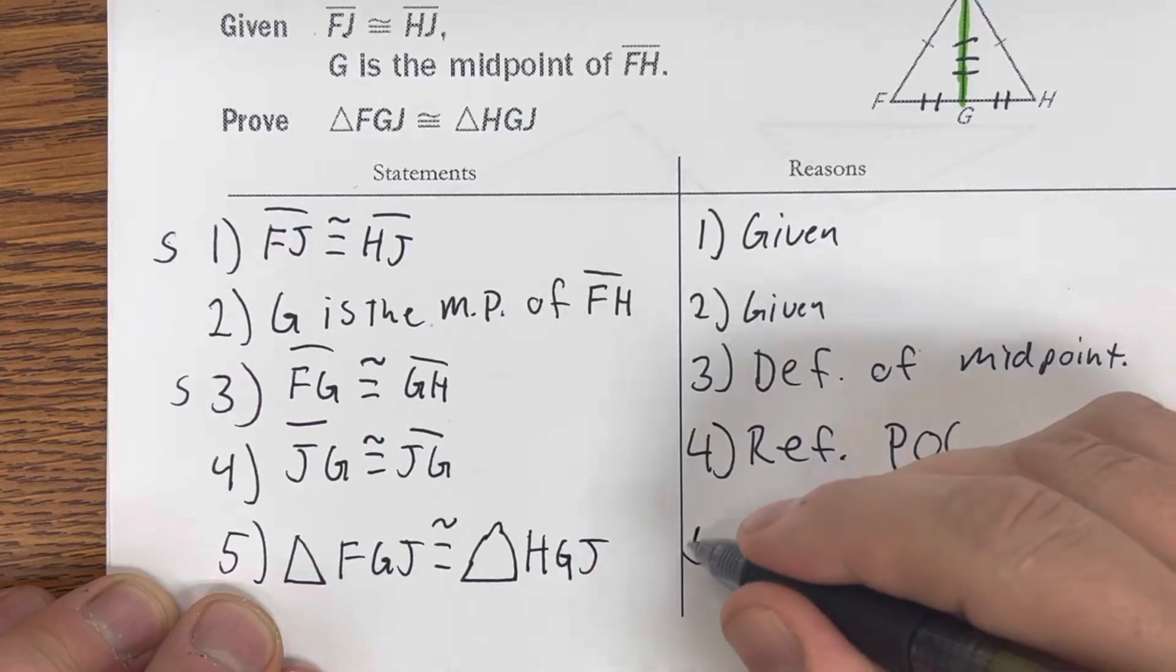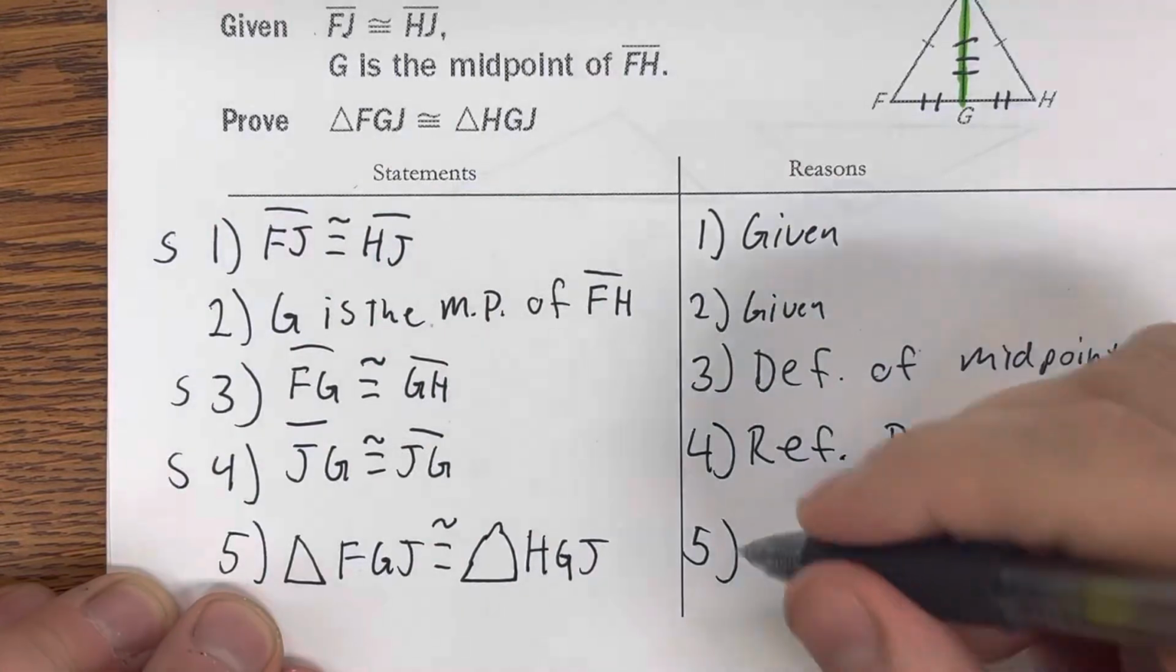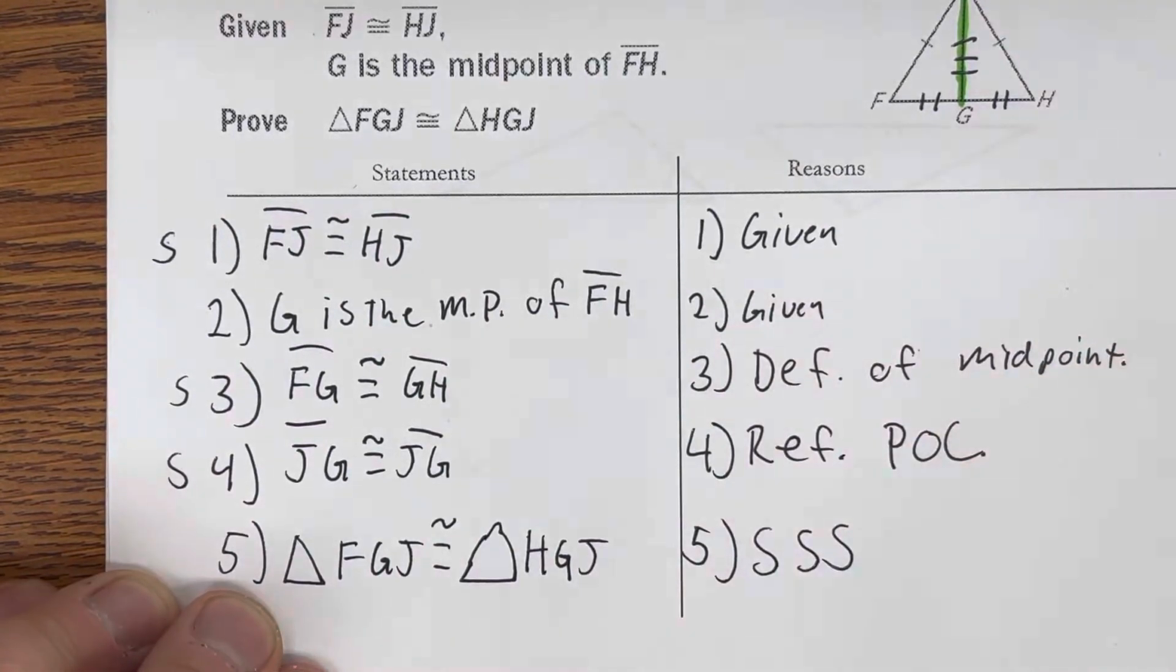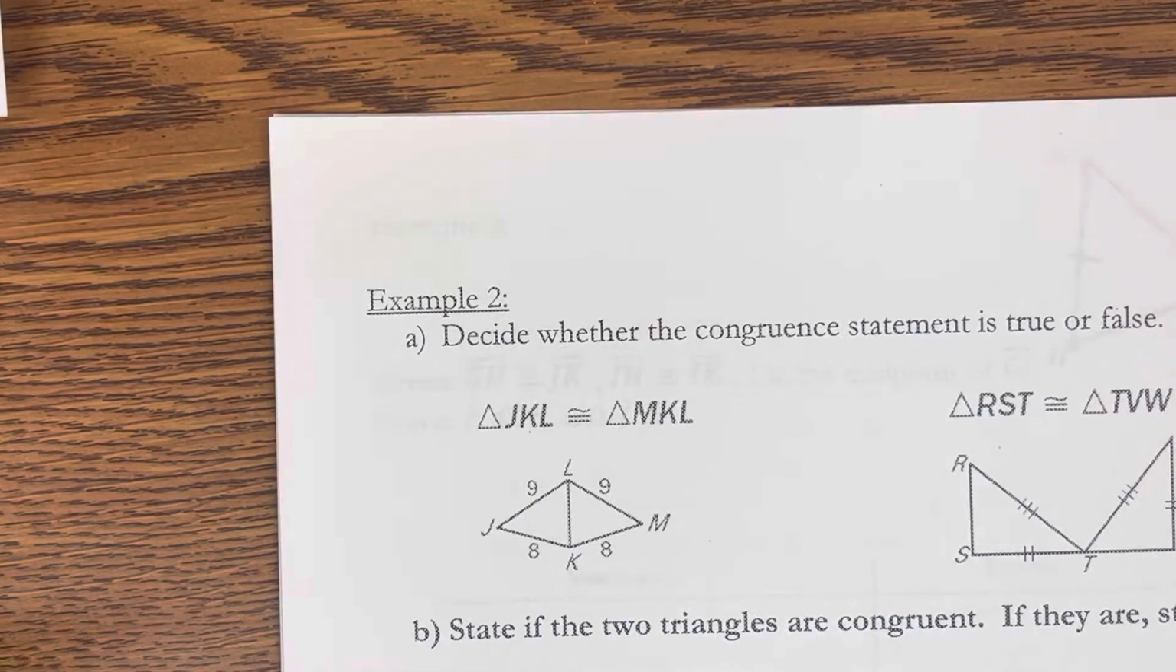And the reason that we finished it is side, side, side. And that's all we got. So we finished our two-column proof. Next couple examples, just state whether the congruent statement is true or false.